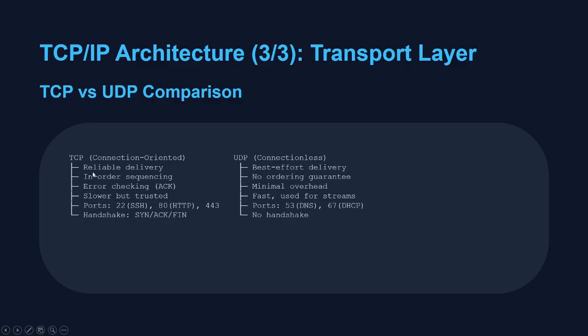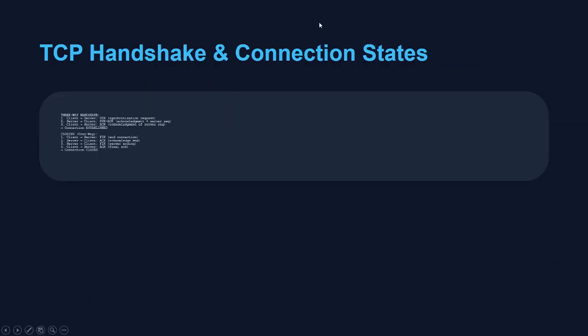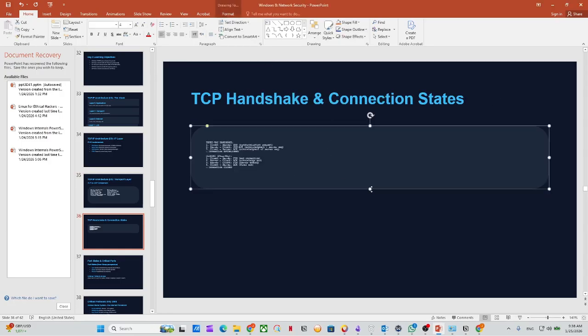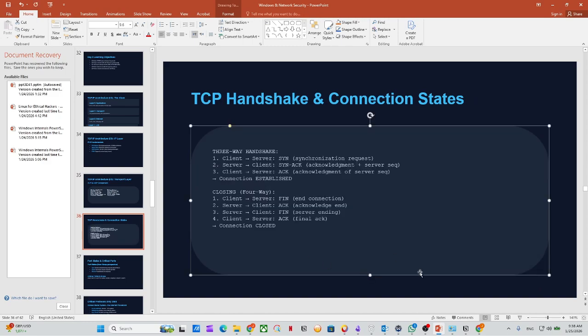The main difference is that TCP is reliable and has an order sequence. So SSH, HTTPS, and HTTP are TCP, while DNS is UDP. Now, the handshake. This is the TCP handshake connection.